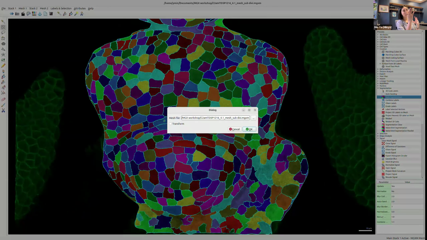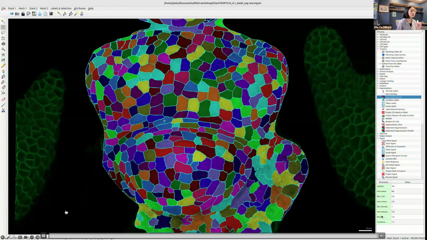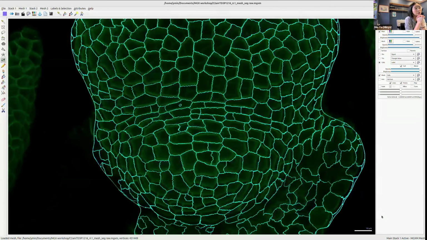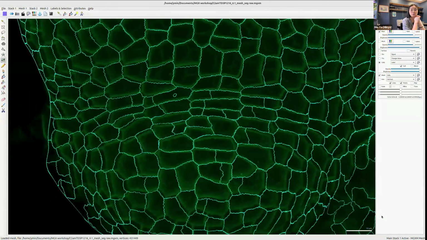This is one of the examples after auto segmentation. You can see some parts of the cells are segmented really well, but some other parts are not. So after we save this mesh, we will have to correct the errors. And I will show you a few. Correcting errors is actually a really fast process for a small sample like this.